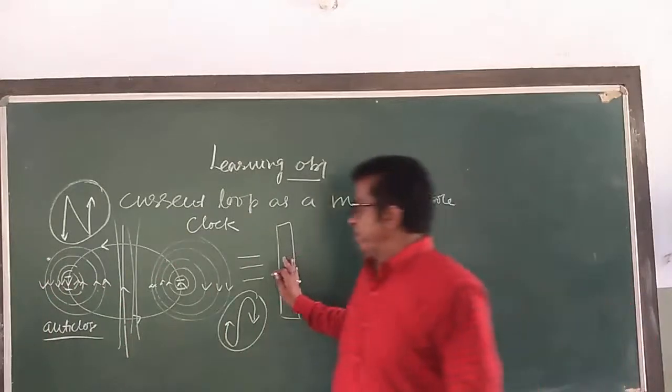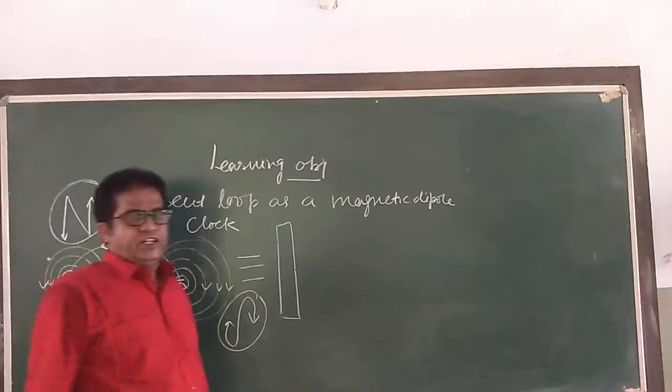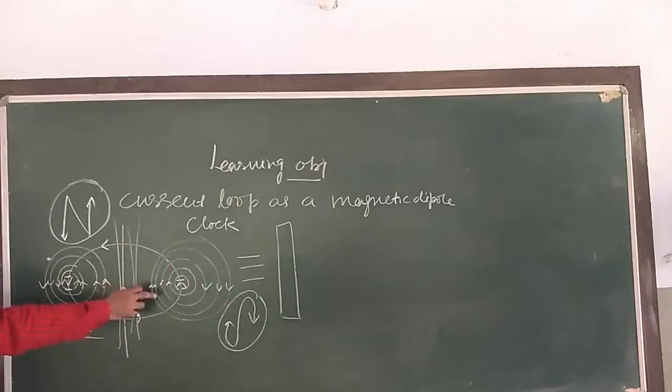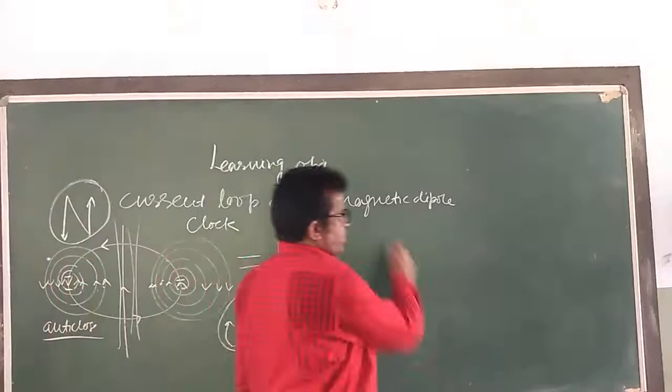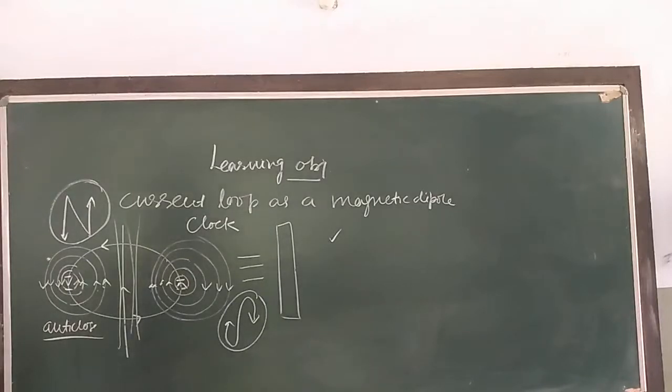So what we are observing in this circular coil is that the current carrying loop behaves as a system of two equal and opposite magnetic poles, and it behaves as a magnetic dipole. So this is the result here. You can write, my dear children, again I am repeating, that the current carrying loop behaves as a system of two equal and opposite magnetic poles, and behaves as a magnetic dipole.